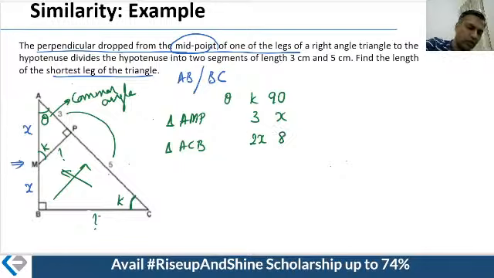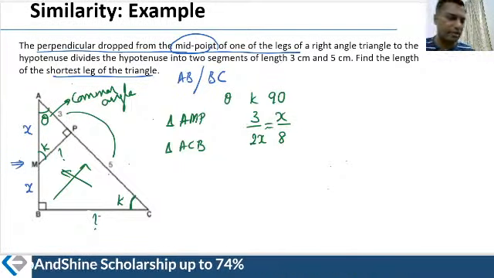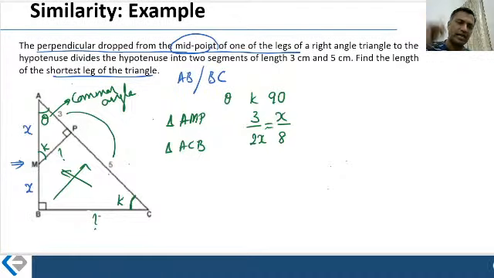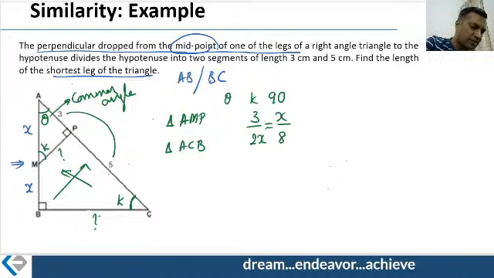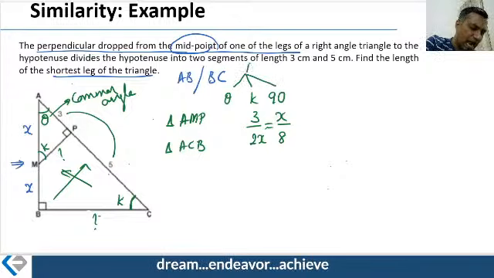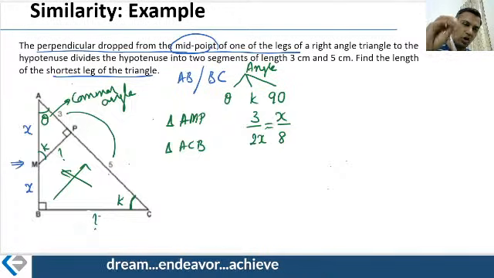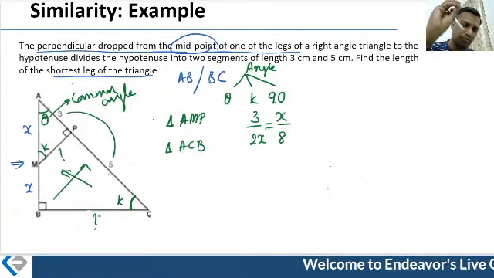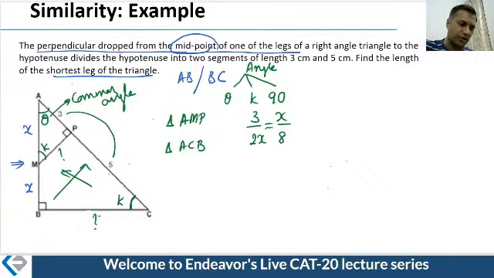Okay, what we know? We know that this ratio has to be the same because they are similar triangles. In similar triangles, the ratio of the corresponding sides has to be equal. But what are your references? Remember, your reference has to be the angle, otherwise you will mess up big time. Take the angle as the reference, write the corresponding sides opposite to them. Then the ratio of corresponding sides is equal.